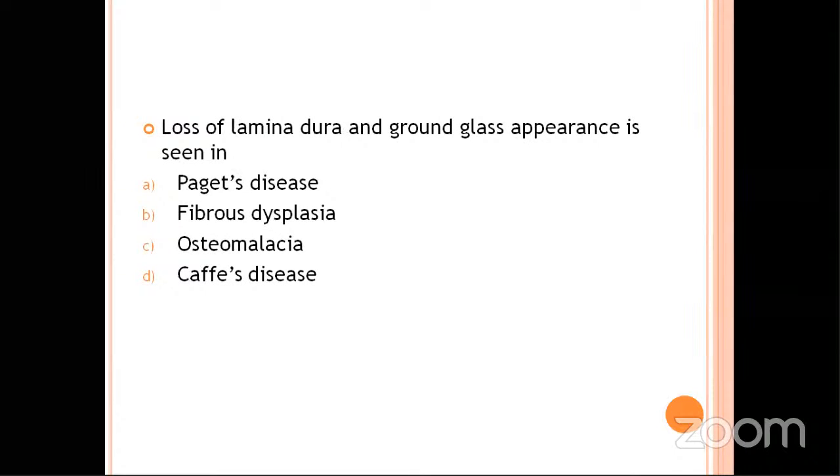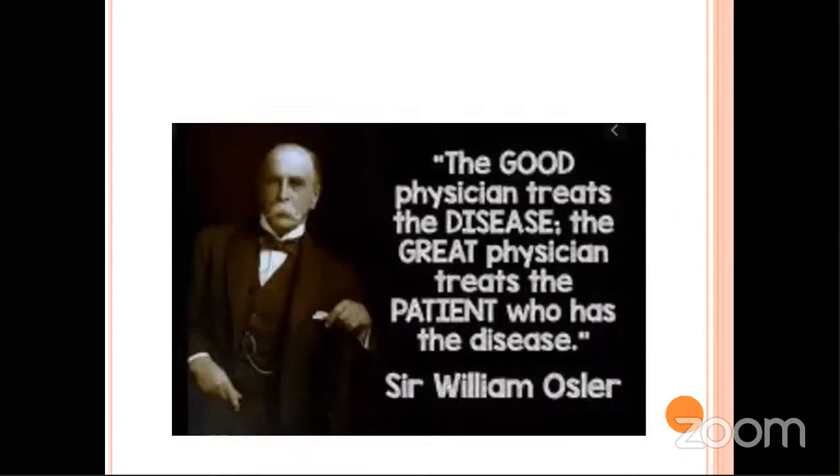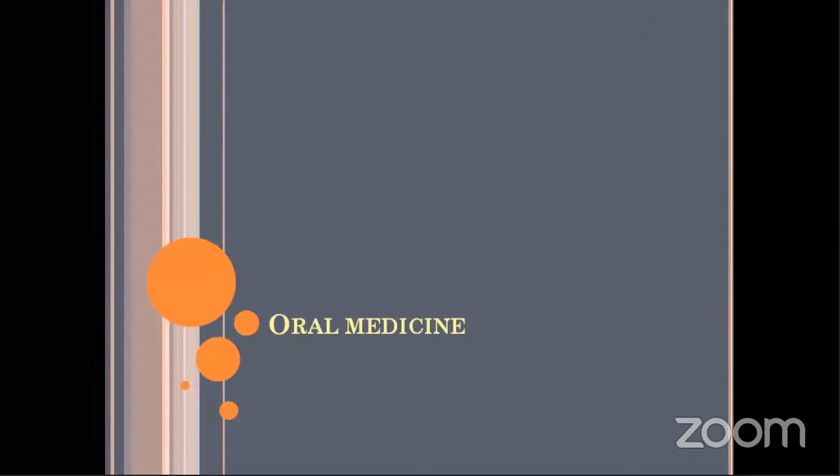Loss of lamina dura and ground glass appearance is seen in Paget's disease, fibrous dysplasia, osteomalacia, and Keffi's disease. Fibrous dysplasia. Okay, and if the question is loss of lamina dura, ground glass, okay. So these are all some of the different patterns which are seen in fibrous dysplasia: as I told you, the fingerprint pattern, the onion peel pattern, the dense bone pattern. So I think the radiology part is done. Most of the questions I've discussed along with the image and also the explanatory part.